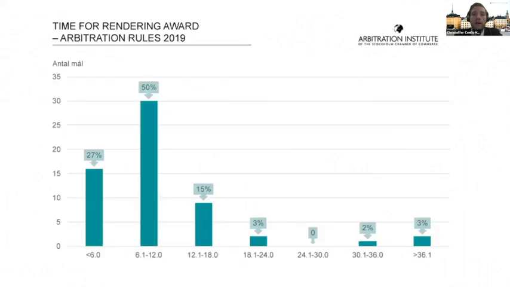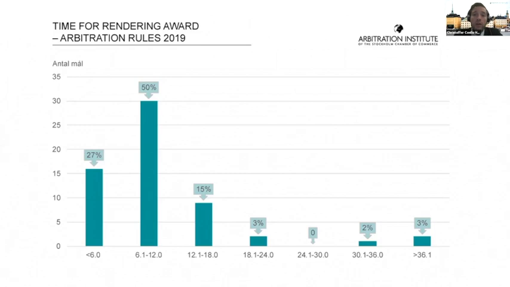And here we have another slide with statistics, and this one tends to be quite interesting for practitioners and parties alike because it shows how long it takes for an award to be rendered in SCC arbitrations. And once again, this is statistics from the year 2019. As we can see from the first two columns in this slide, about 77% of the cases during 2019 were terminated within 12 months from the request for arbitration. And then we have only a small minority of cases where the arbitral proceedings took longer than 12 months.